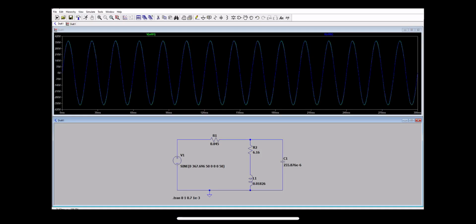Here we demonstrated LTspice, and we demonstrated the phase shift between the supply current and the supply voltage, as you can see.